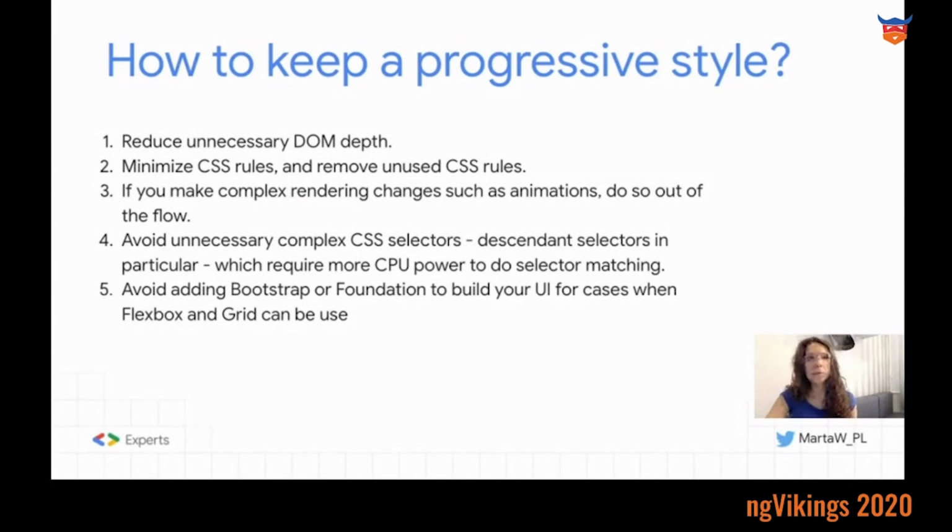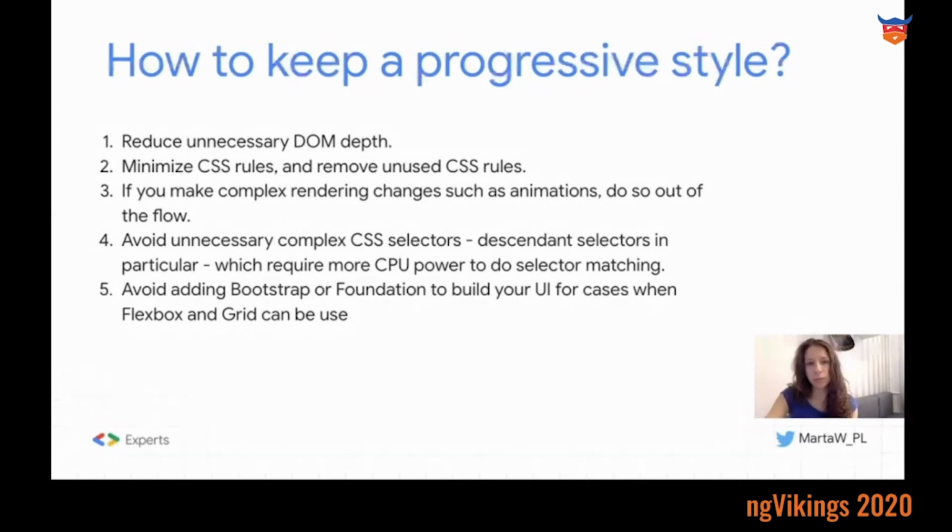First of all, we need to talk about the DOM and the levels that you have inside this DOM. Please remember that changes at one level in the DOM tree can cause changes at every level of the tree. It's really important to minimize CSS rules and of course refactor your code and remove unused CSS rules. If we're talking about animations and complex rendering changes, we should do that out of the flow. To accomplish this, we should use position absolute and position fixed.